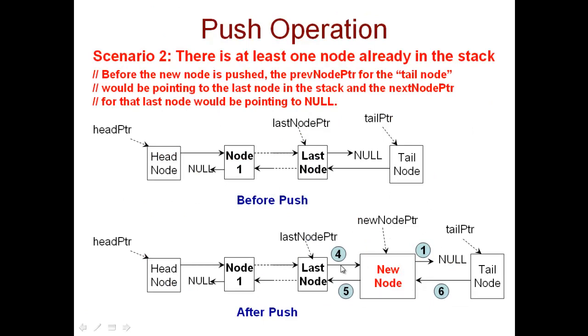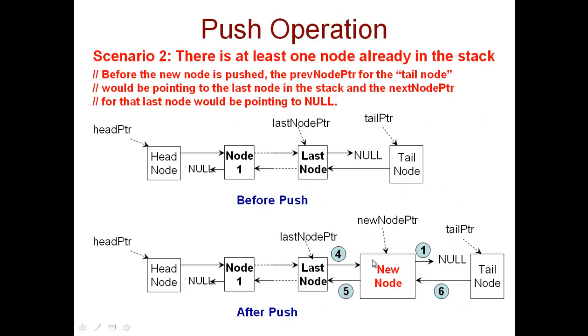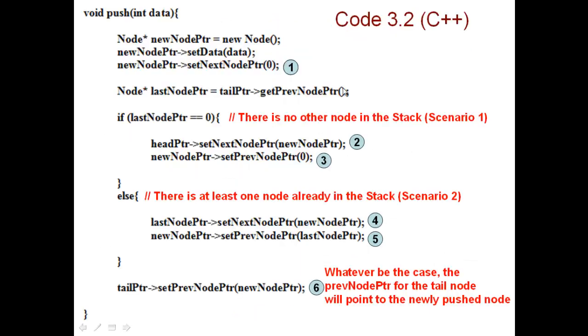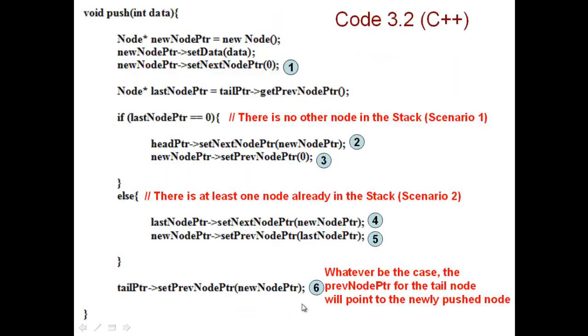Okay, I have a slide here that shows these operations. So this statement, 1, is shown here. The new node's next node pointer is set to null, right? And let us see now, the last node pointer, it's not null, right? So in this example we have 300, so it's not null. So this corresponds to scenario 2. Alright, so let us see the code for that.